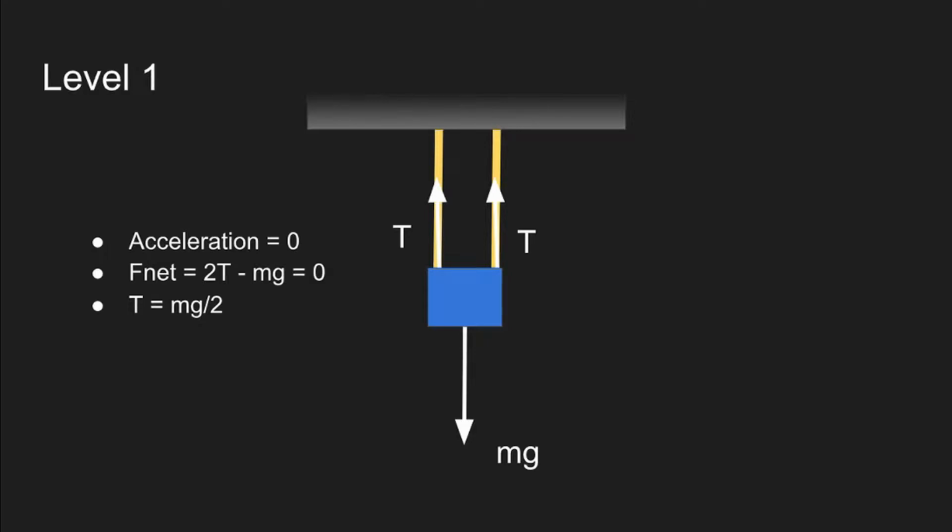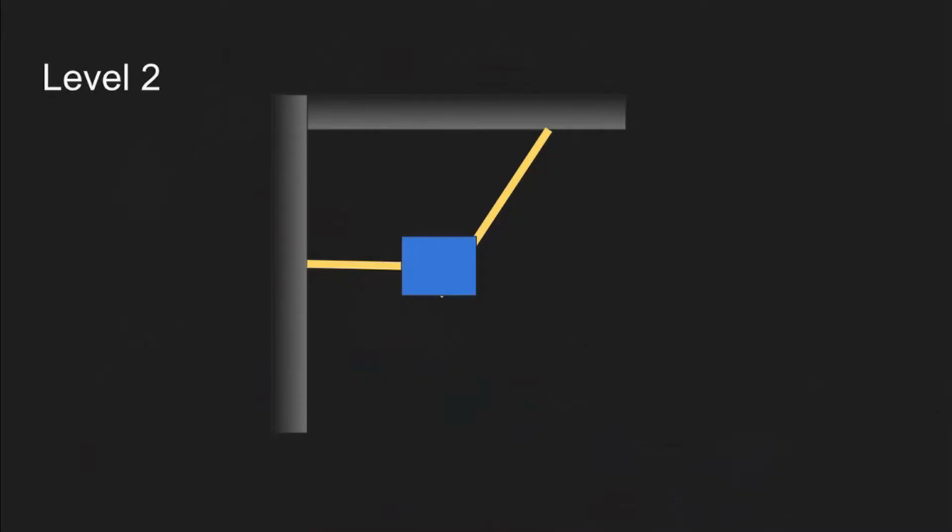If you have two people pulling against one person, then the two people will have to pull less than that one person who's doing all the work. Alright. Okay, good. All of that makes sense. Let's move on to level 2.